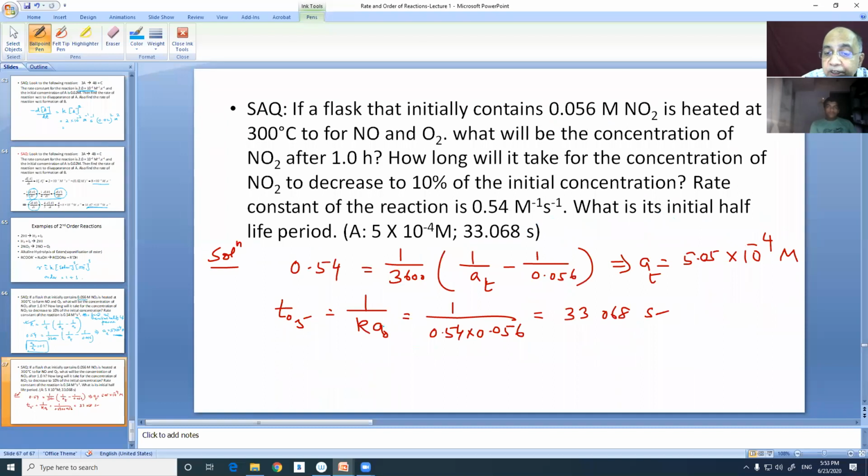But half-life period is equal to 1 by K A0. K is given and the initial concentration is given. So 33.068 seconds is the initial half-life period, and the second half-life period will be 66.67 seconds, and the third half-life period will be again double of that. So every half-life period is double the previous half-life period.